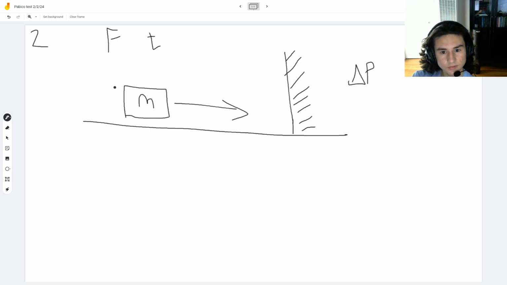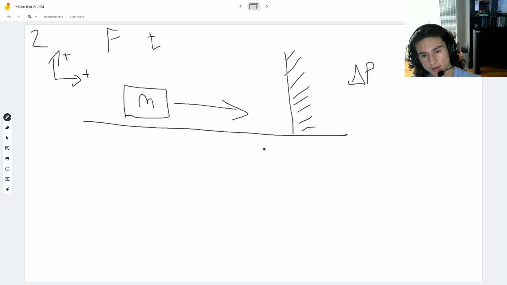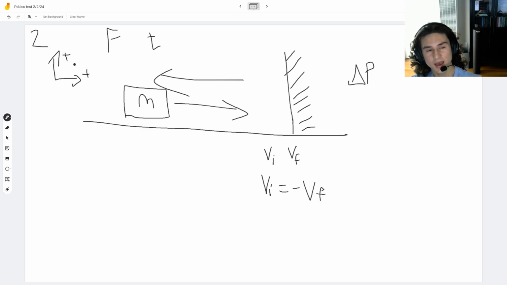So first of all, we need to define the positive direction. So I'll do there and there. And next, we have to find what V initial is, right before the collision, and then V final. Because this is perfectly elastic, we actually know that V initial equals negative V final, because it'll be bouncing back with the exact same speed as it came, except in the opposite direction.